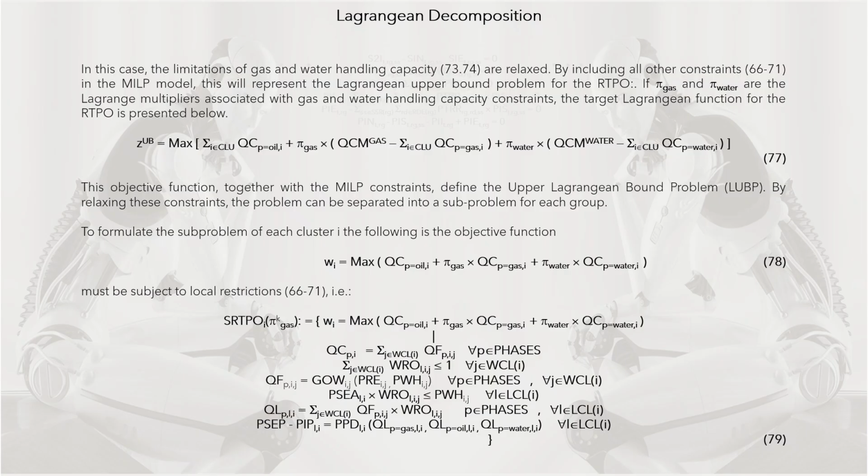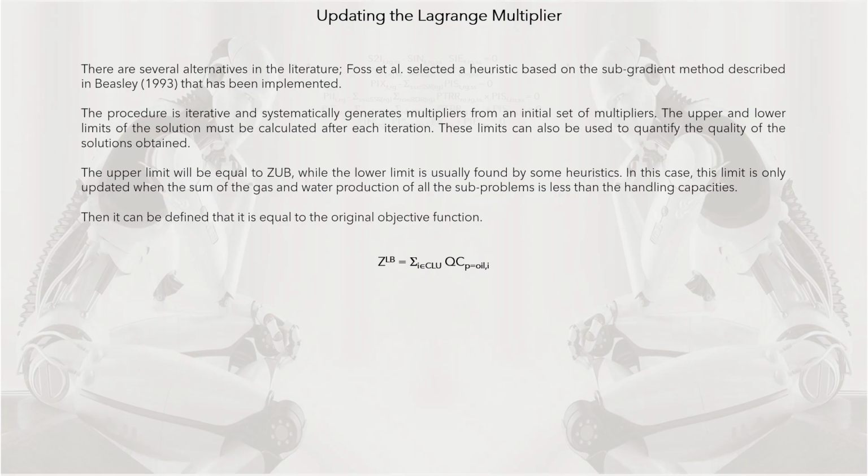To formulate the subproblem of each cluster I, the target function must be subject to local constraints. There are several alternatives in the literature. Foss et al. selected a heuristic based on the subgradient described in Beasley that has been implemented. The procedure is iterative and systematically generates multipliers from an initial set of multipliers. The upper and lower limits of the solution must be calculated after each iteration. These limits can also be used to quantify the quality of the solutions obtained.